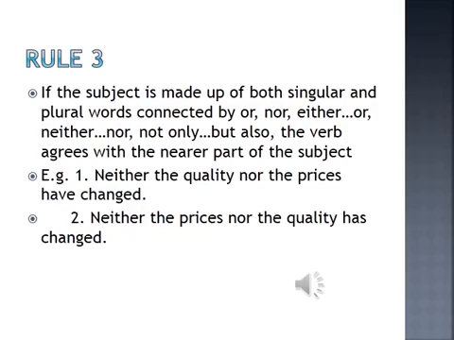Here in the case of the first example, it's prices, and therefore you will find that the helping verb is have, and that's a plural verb because the subject which is nearer to the helping verb is plural. In the case of the second example, neither the prices nor the quality, that is a singular subject, and therefore the helping verb there is also singular, therefore it is has. And the same rule applies for all the remaining groups, like not only but also, neither nor, either or.